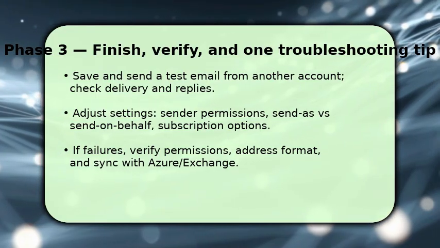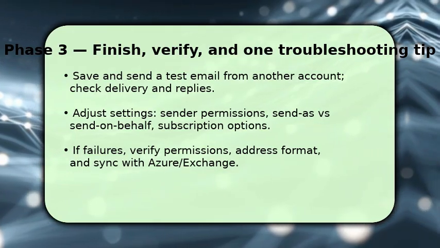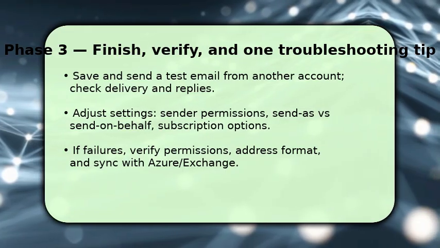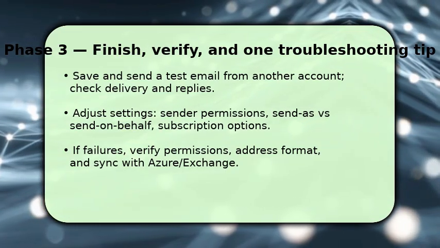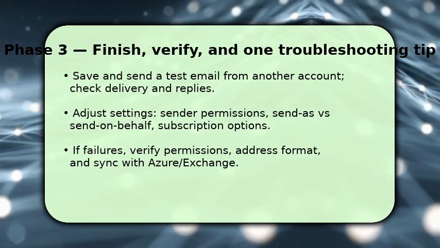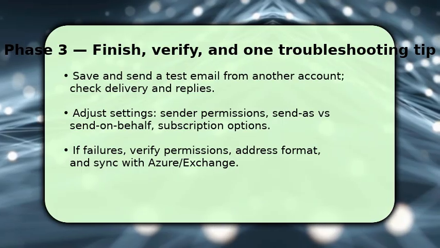Once done, make sure owners and membership settings are correct, and configure subscription options so members get emails or only web notifications. If something goes wrong, first check permissions and whether addresses are SMTP formatted, then confirm Exchange or Azure AD Sync. If still failing, remove and re-add a problematic member.